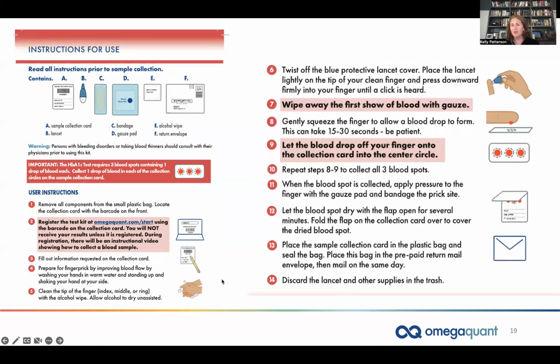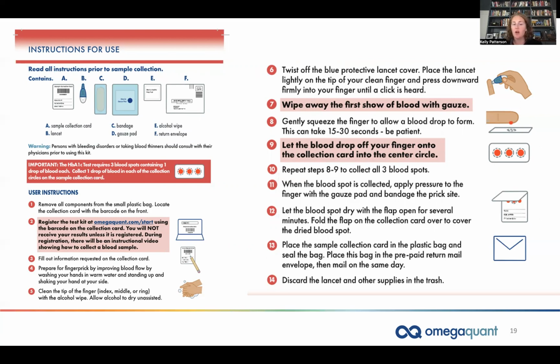So how do you use our A1C test? How do you do the test? So you go to OmegaQuant.com and you can order one of these tests. Once you get your test kit in the mail, this is what you're going to get right here. This is the instruction card right from a test kit. The first thing you're going to do is go on and register your test kit at OmegaQuant.com/start. If you don't do that and you send your kit into us, we won't know whose it is. So you need to make sure you go on and register it.